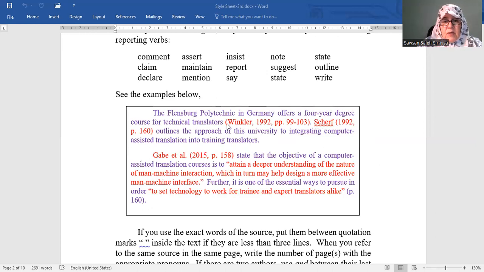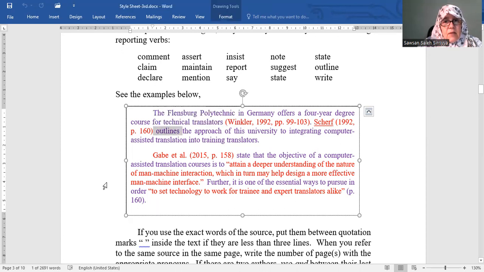And this is, by the way, a paraphrase or a summary. Scherf, another author. Now, I use the author without the parentheses. Scherf, 1992, page 160. You see, I use 1992, comma, then the page number 160, then I close the parentheses. Notice I use the verb outlines, with S because Scherf is one person. The approach of this university, etc.